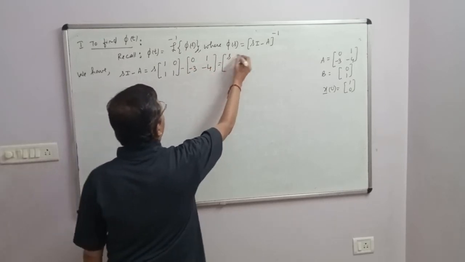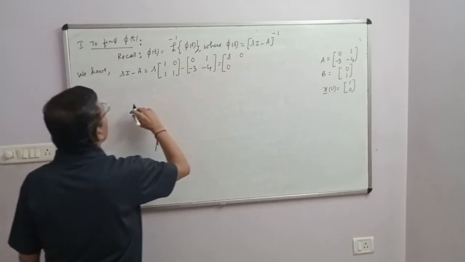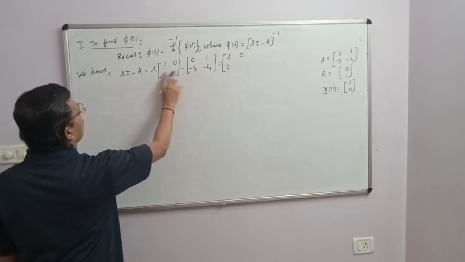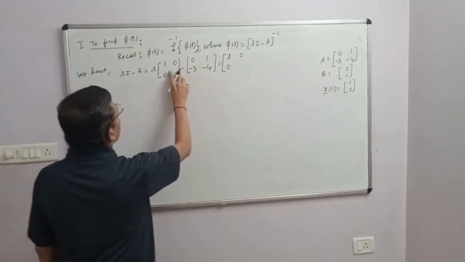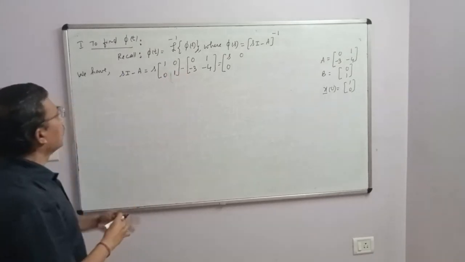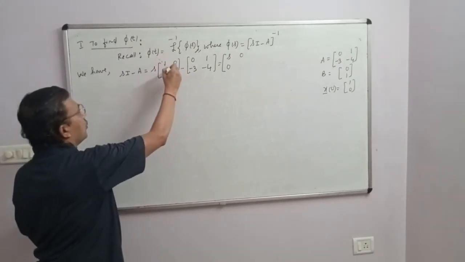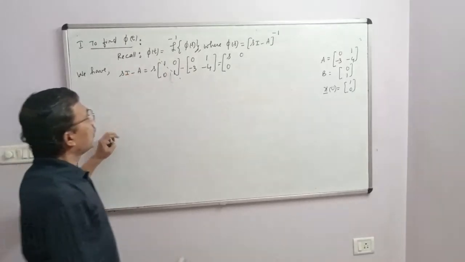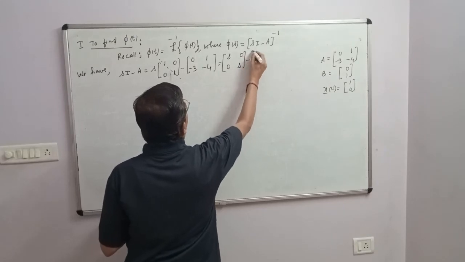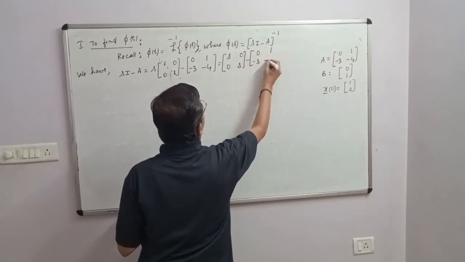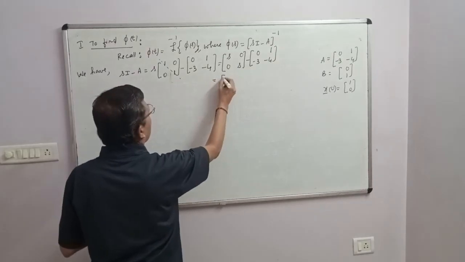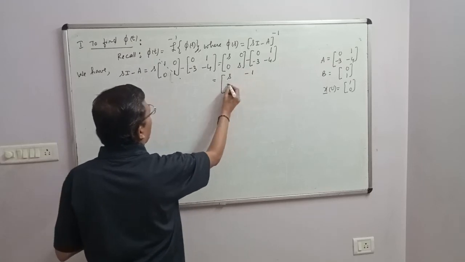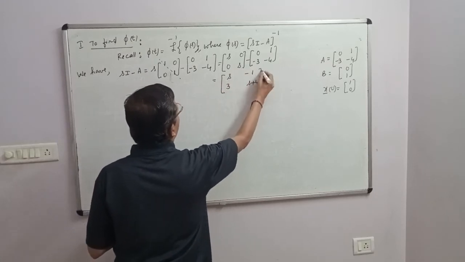So this is s, 0, 0, s. This I is identity matrix having along the diagonal unit values, other elements are 0. Minus 0, 1, minus 3, minus 4. This works out to be s minus 0 is s, 0 minus 1 is minus 1, 0 minus of minus 3 is 3, s plus 4.